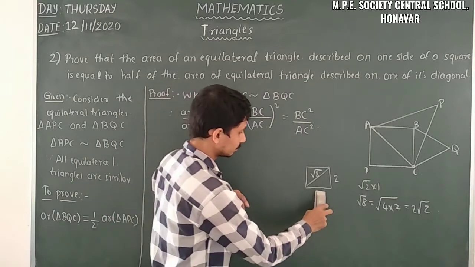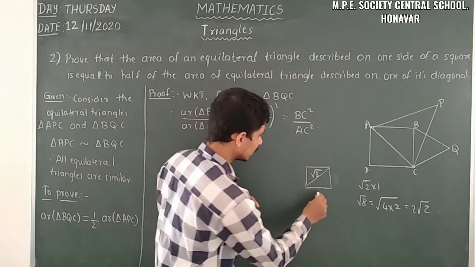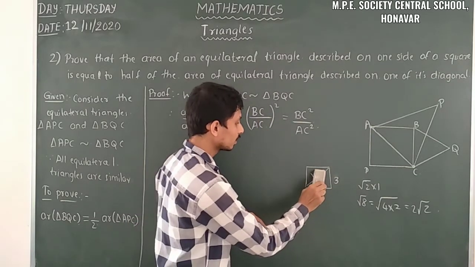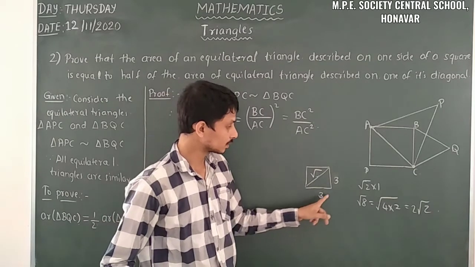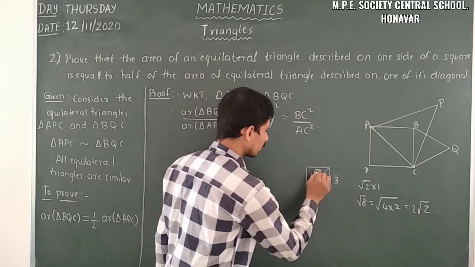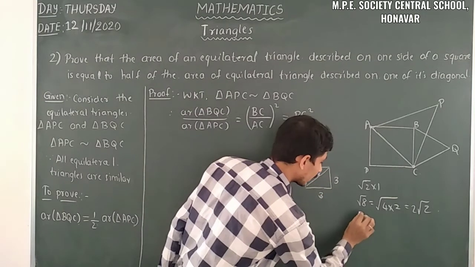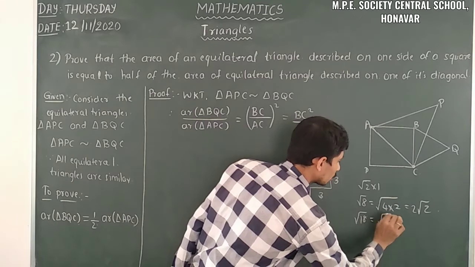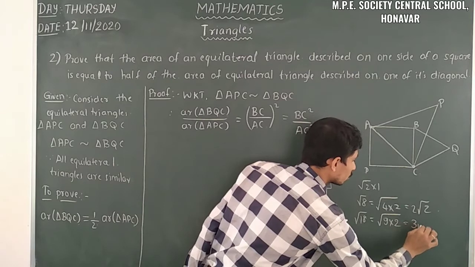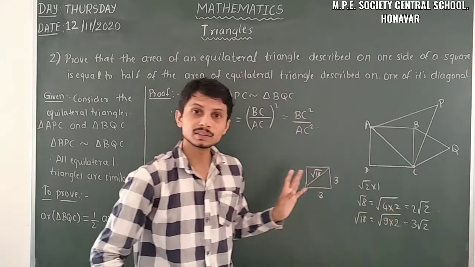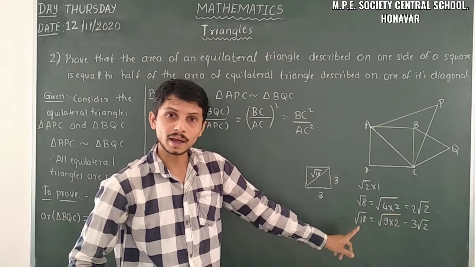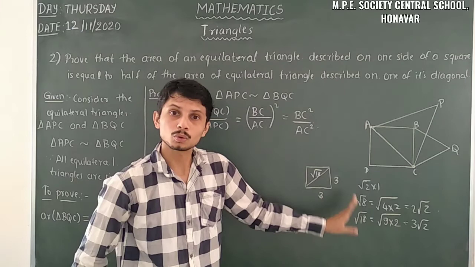So let us take 3. Here it is 3 and here it is 3. So from the Pythagoras theorem, 3 square plus 3 square, 9 plus 9, 18. Root 18 we can write as root of 9 into 2, which is equal to 3 into root 2. That is root 2 into side. So from this relationship we can take that diagonal is equal to root 2 into side.